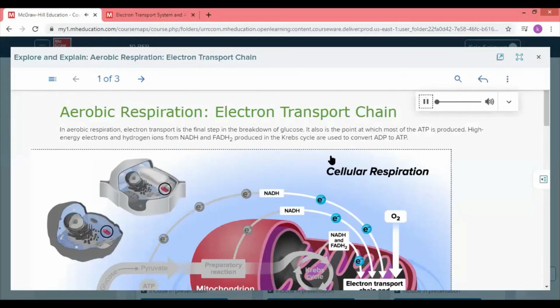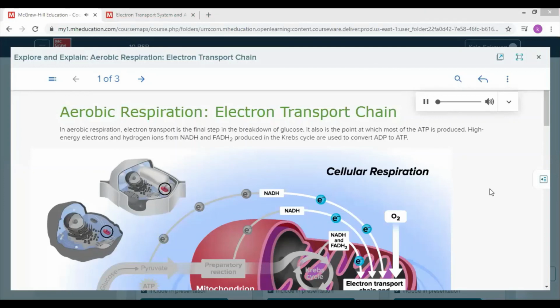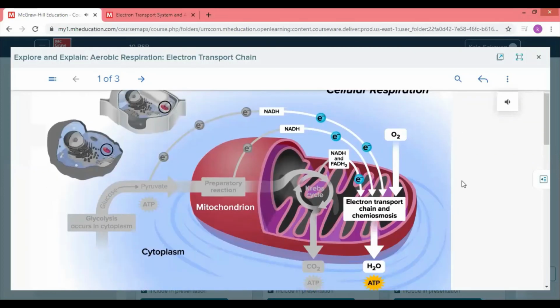Electron transport is the final step in the breakdown of glucose. It is also the point at which most of the ATP is produced. High-energy electrons and hydrogen ions from NADH and FADH2 produced in the Krebs cycle are used to convert ADP to ATP. Electron transport and chemiosmosis in cellular respiration are similar to these.